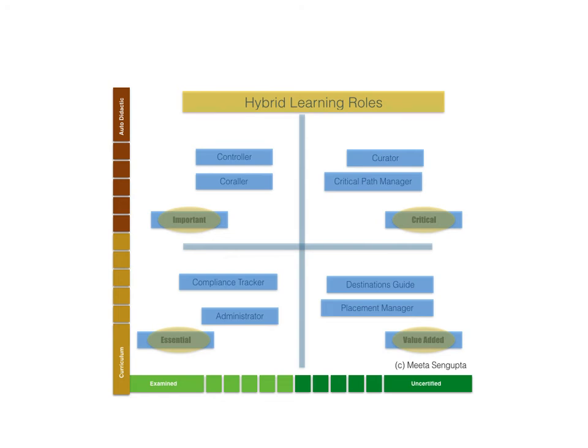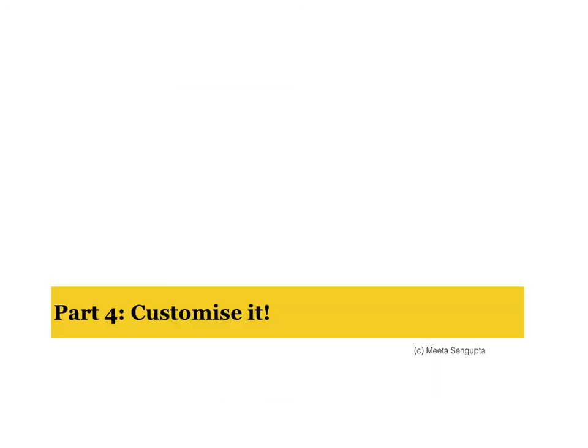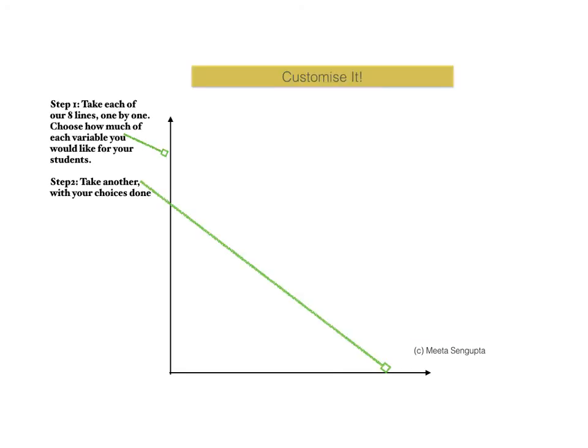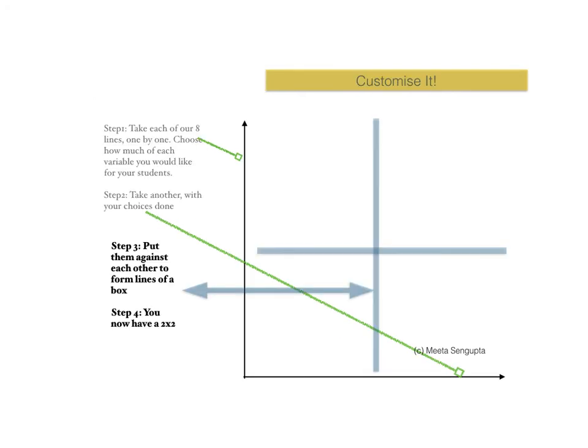So how do you do it for yourself? Our next section is customize it. Now here we are simplifying a little bit, so you're going to enjoy this a little bit more, I think. So first, you take two of these beams, one by one, and make your choices. This is the step by step for what we've already been talking about. Put one on the vertical, put one on the horizontal, and then put a cross between them. So you have four boxes, two by two.